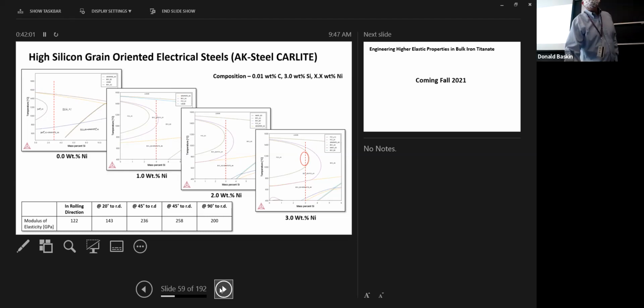Did they only get less stiff, because it's kind of out some of the silicon? I don't know yet, but that is the key question. That is the key question. What does it do?